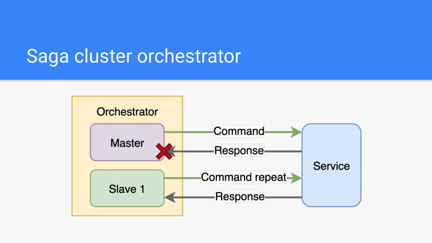Cluster structure allows handling unexpected central orchestrator shutdowns. The master node controls communication and replicates data to the slave nodes. If the master goes down, one of the slaves replaces it and continues the Saga based on the replicated data. To be able to repeat the command which has been sent before the master failed, REST endpoints should be implemented in idempotent manner.